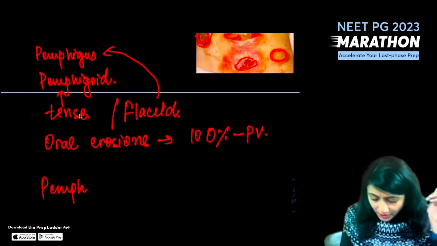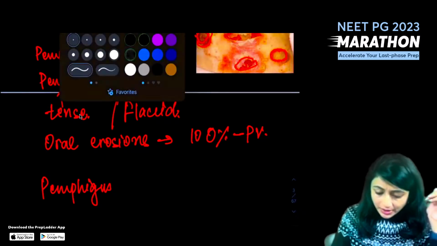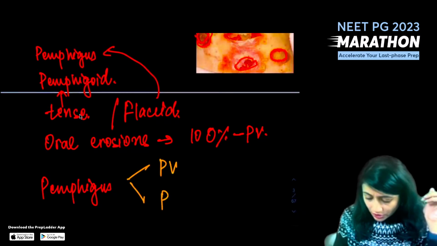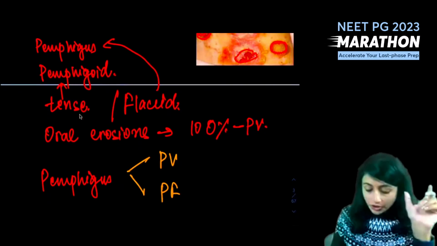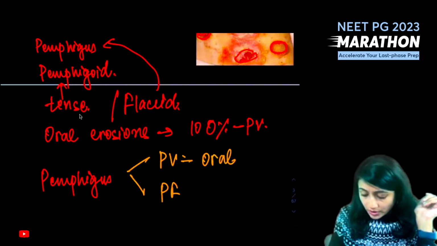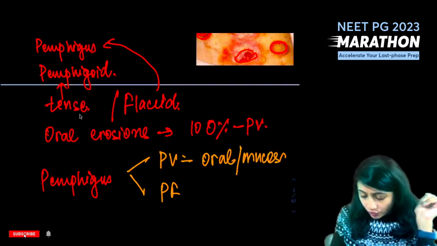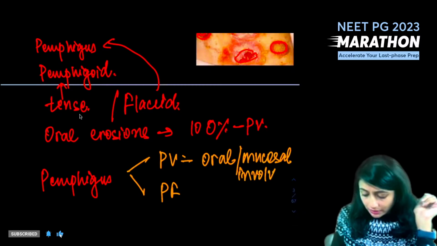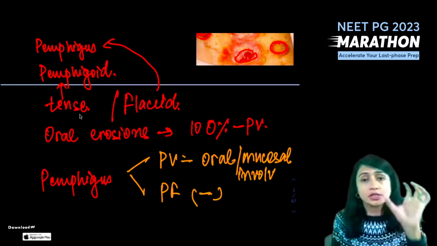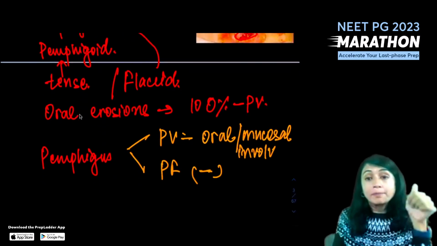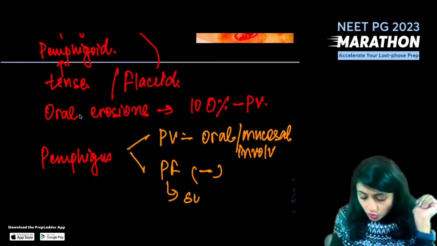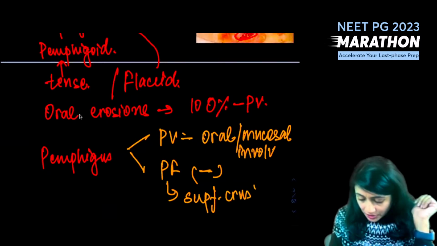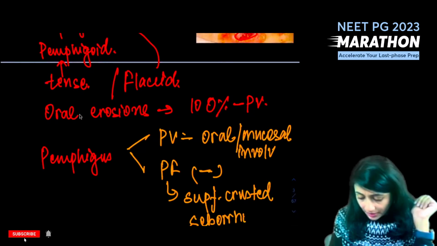Now, when we come to pemphigus group of disorder, we have discussed that there are two important categories we need to differentiate: pemphigus vulgaris and pemphigus foliaceus. So how do you differentiate? In vulgaris, there is oral or any mucosal involvement which is not seen in pemphigus foliaceus. This is a very, very important feature. Plus, then what are the type of lesions? In pemphigus foliaceus, you see superficial crusted lesions which are present in the seborrheic areas.